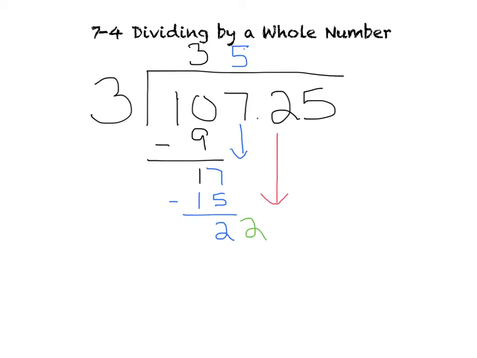All right, how many times does 3 go into 22? Remember, we want to get as close as possible without going over. 3 goes into 22 7 times, because 3 times 7 is 21. So I'm going to place my 7 directly above my 2. Notice my alignment. 7 times 3 is 21. I subtract again, and that's 1.